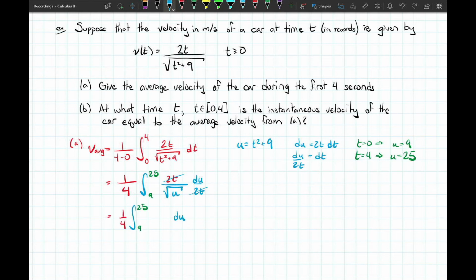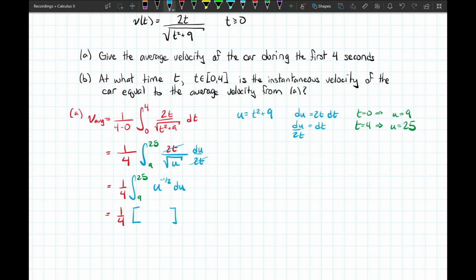And that is really the only way that we're going to get a successful substitution, by changing the variable completely. Now, it's at this point that 1 over the square root of u should just be written as u to the negative 1/2. And we can apply the power rule and plug in our endpoints 9 and 25. Raising the power by 1, we get 1/2. Dividing by 1/2 is the same thing as multiplying by 2.